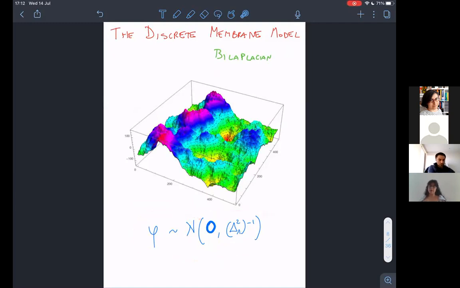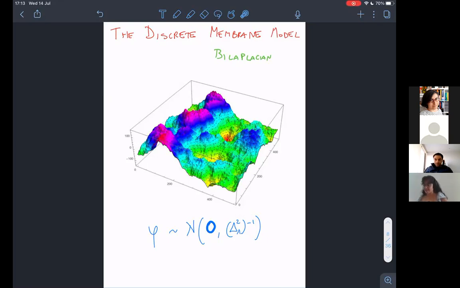So what am I going to do here on a finite box of Z^d? I'm going to do the same as I did for the DGFF, so sampling a centered multivariate Gaussian. But now the covariance matrix I want to impose is the inverse of what I'm going to call delta lambda squared. So now let me zoom in on this delta lambda squared.